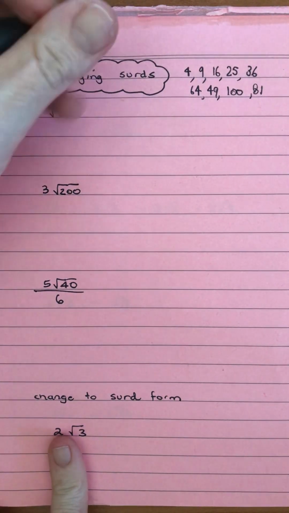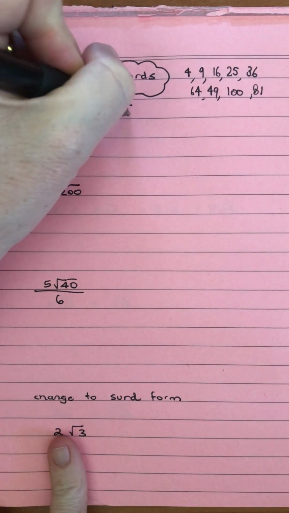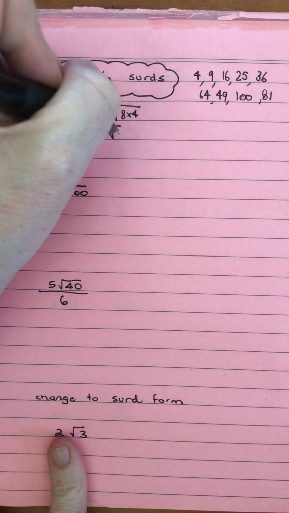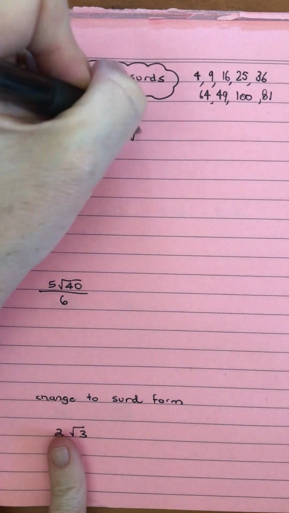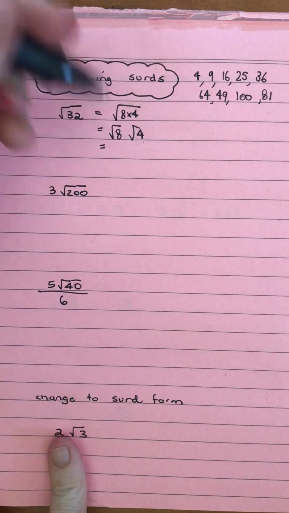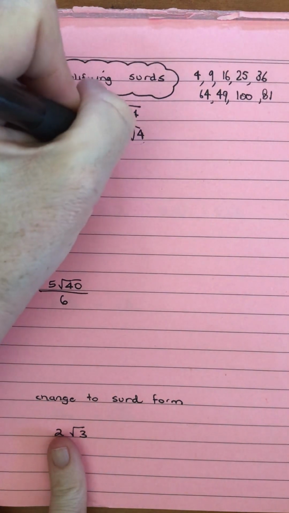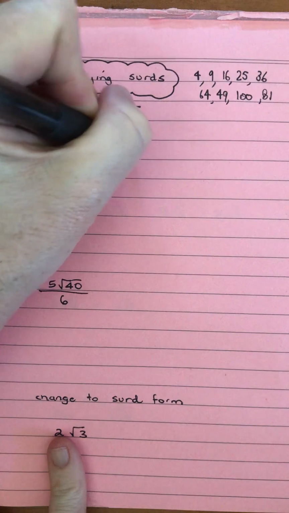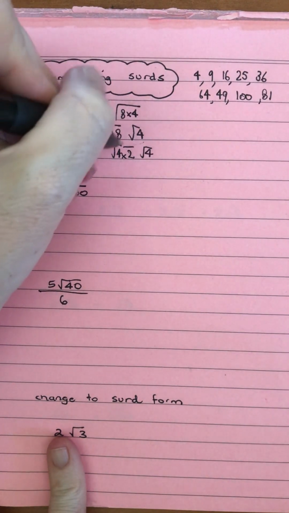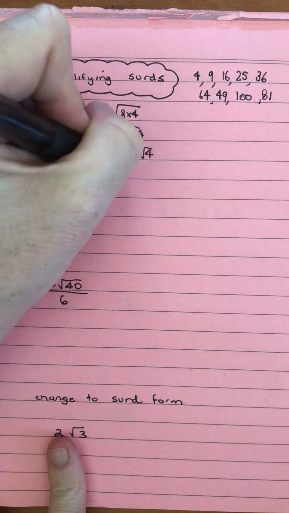So in 32, I know I could divide it by 4, so I'm going to write that as the square root of 8 times 4. Then I can break that down to root 8, root 4, and I know that the square root of 4 is 2. But what I can also do is break that 8 down further. So I can make the 8 into 4 times 2, and then the square root of 4 is 2, the square root of 4 is 2, so I get 2 times 2 is 4, root 2.